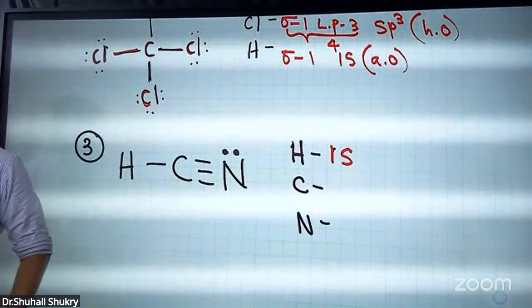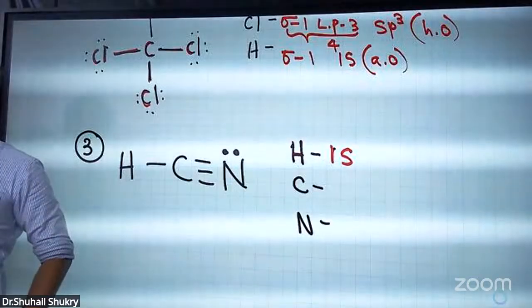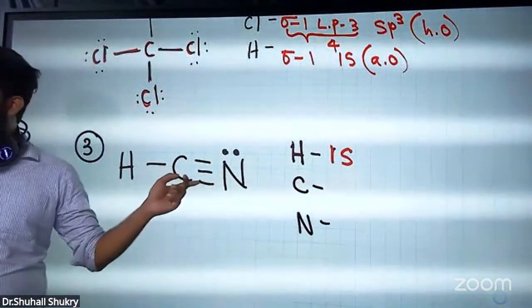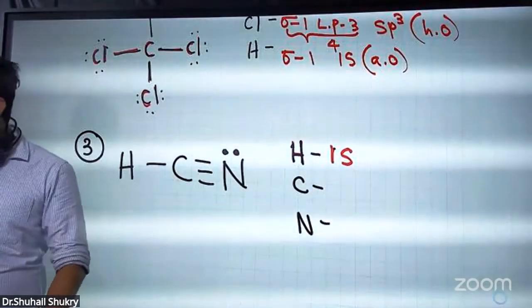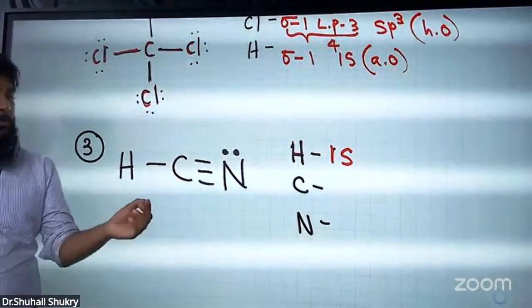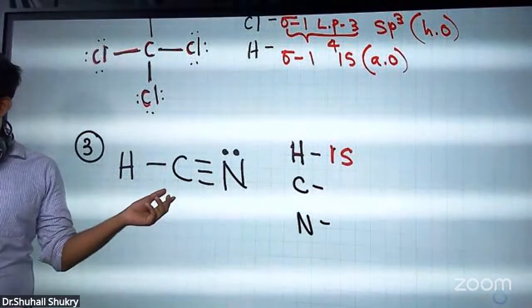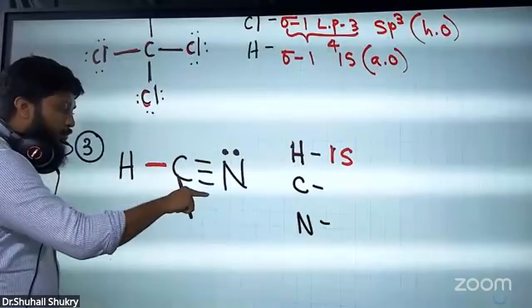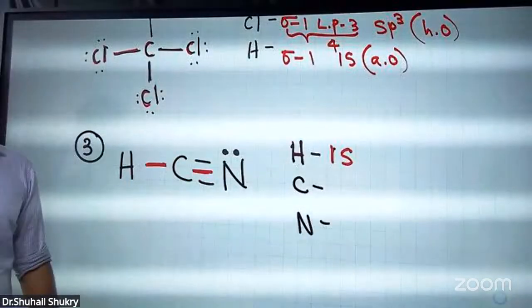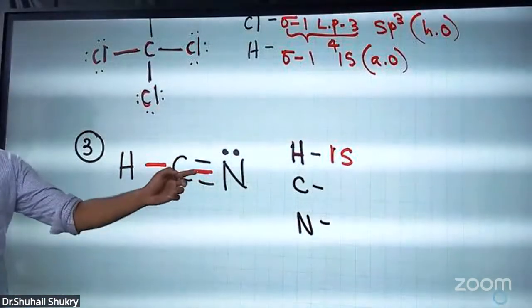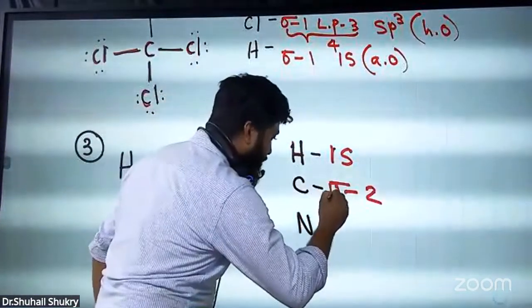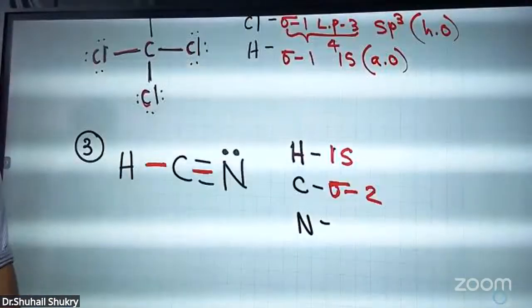Then carbon. When we come to carbon, how many sigma bonds does carbon have? Here, this is a sigma bond. Out of these three, only one is a sigma bond. Then how many sigma bonds are there? Two sigma bonds. This carbon has two sigma bonds. Then what is the hybridization of this carbon? sp.